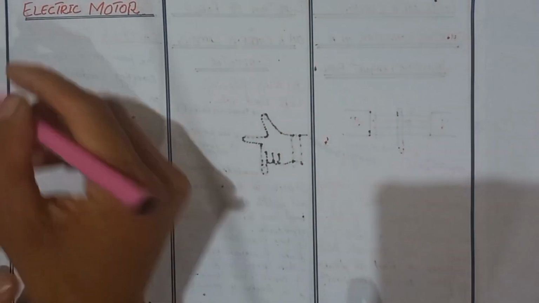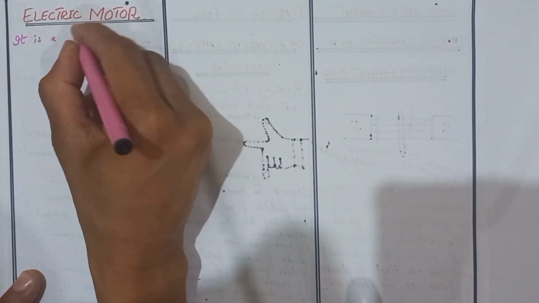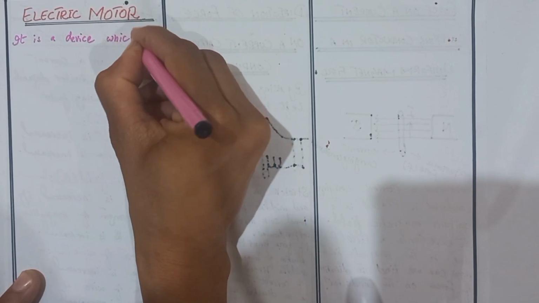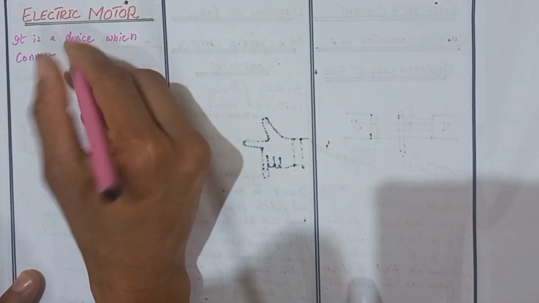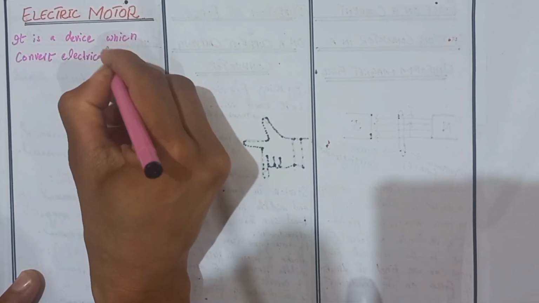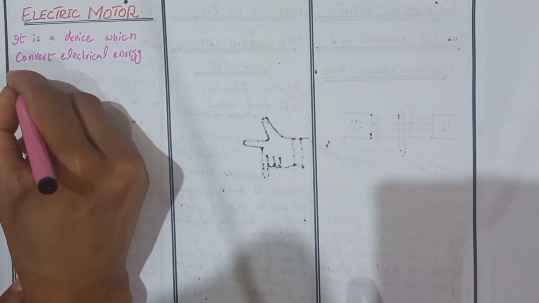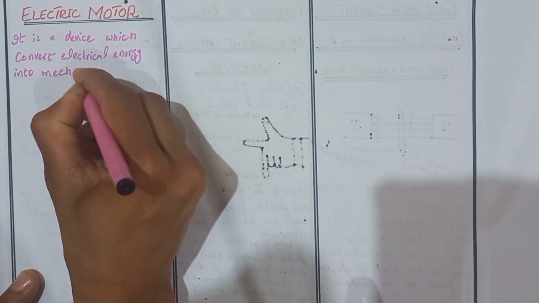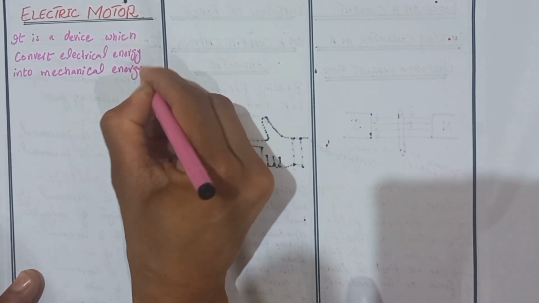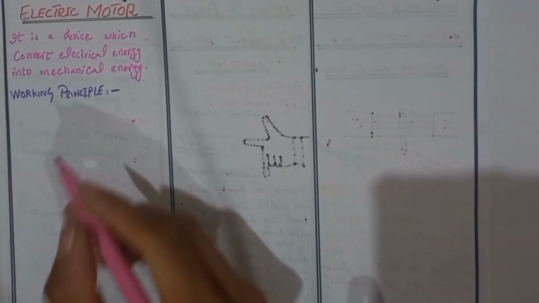What is an electric motor? It is a device which converts electrical energy into mechanical energy. Working principle of electric motor.